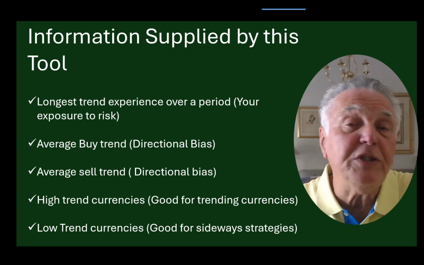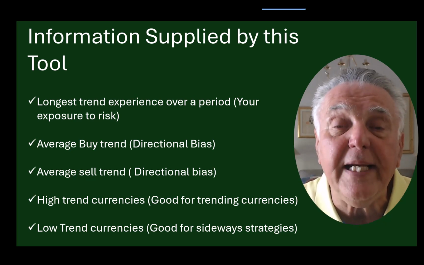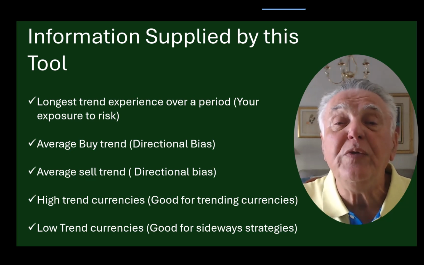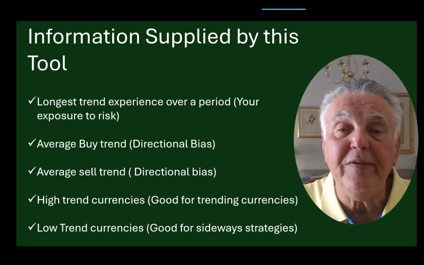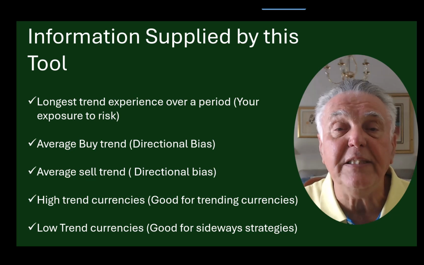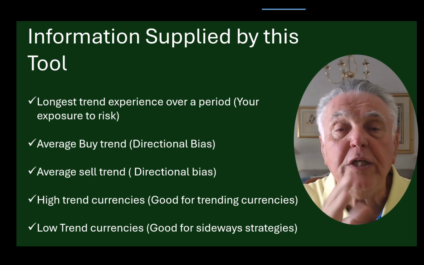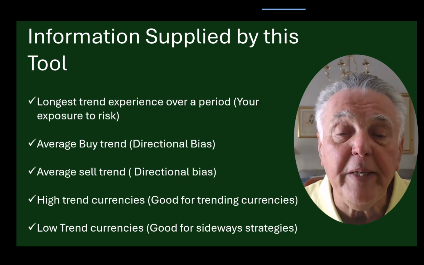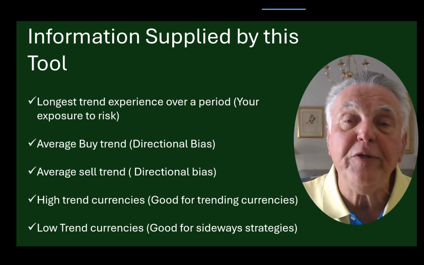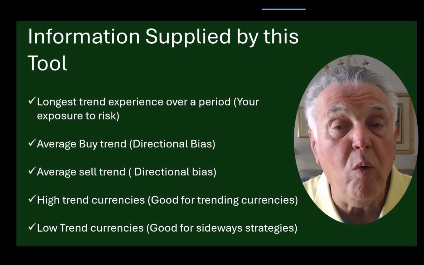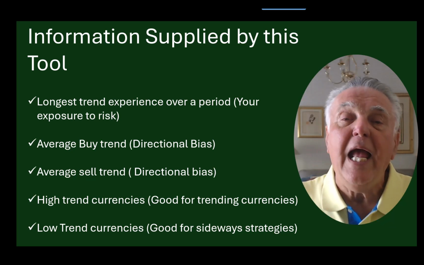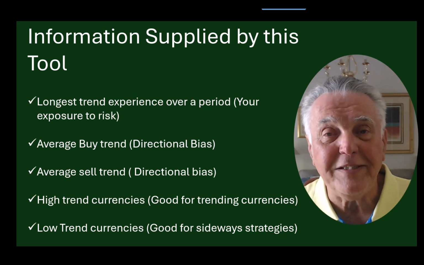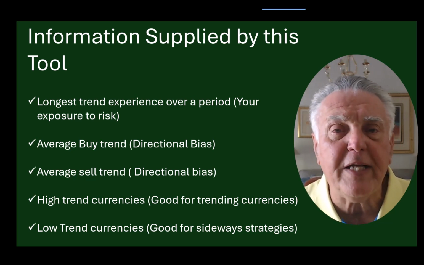Then, because you might have, let's say, 28 currencies on your chart, it shows you the high trending currencies and the low trending currencies, and you can sort that chart to group them together. And that's pretty important information, because the high trending currencies should be used for trending strategies, and the low trending currencies should be used for sideways strategies. So a lot of information coming out of this.